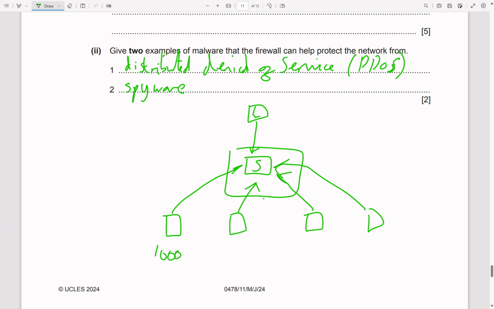But again, you've also got to think, how does it know if it's a legitimate upload? Maybe you're uploading a 20 gigabyte YouTube video, or how does it know if it's malicious spyware? So obviously that's where it's going to be a bit difficult, and that's where a firewall is quite advanced, if it can actually distinguish those.